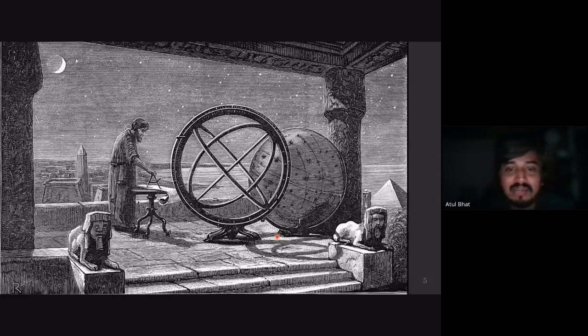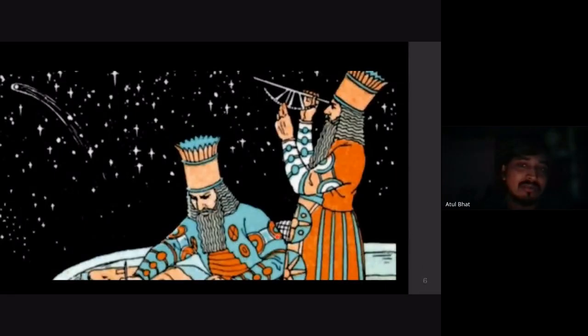In fact, you can see they had big instruments to mark the celestial coordinates. So, telescope was not the thing there. There's no telescope there. People just used their eyes to observe, and that is what we want to focus on.